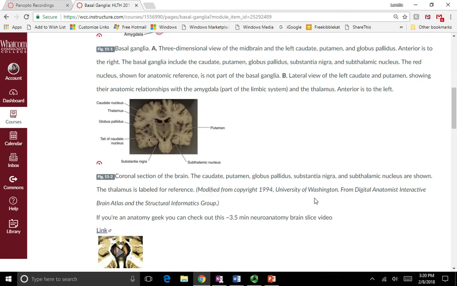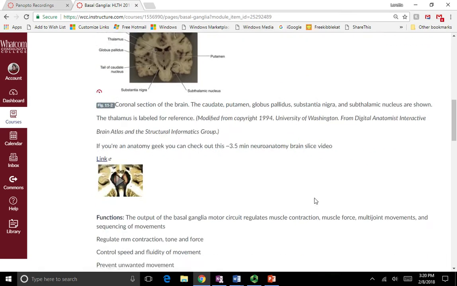So in the module, there's also that cross-section view that we just looked at in the PowerPoint. There is a 3.5-minute video. It's a neuroanatomy brain slice video. You don't really need to know it for this class, but it's pretty cool. And so if you like to geek out on anatomy stuff, well then there you go. And if you don't really want to know that level of detail, then don't spend your 3.5 minutes watching that video.